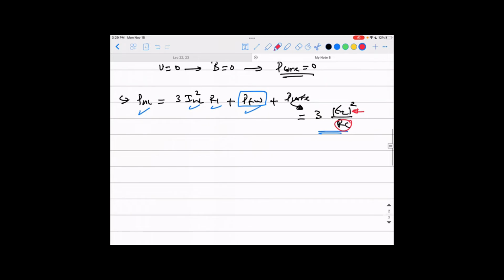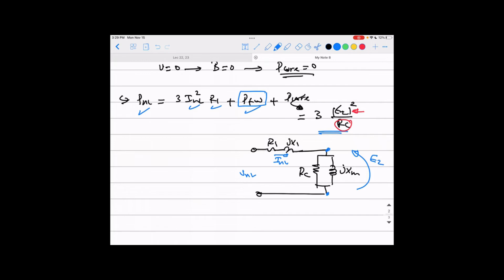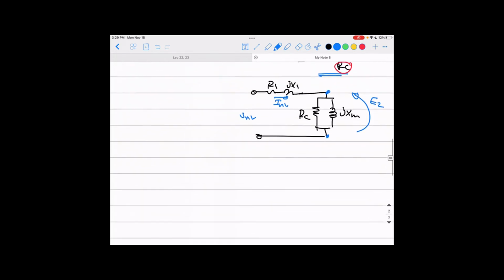How to find this? Going back to the circuit. That is R1, JX1, and here is your core representation, RC and JXM, okay? Again, that is V no load, that is I no load, okay? And here is your rotor voltage, E2. Okay, guys?